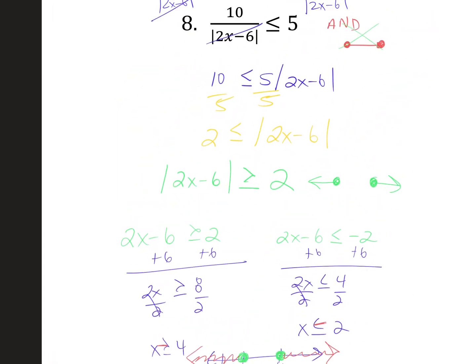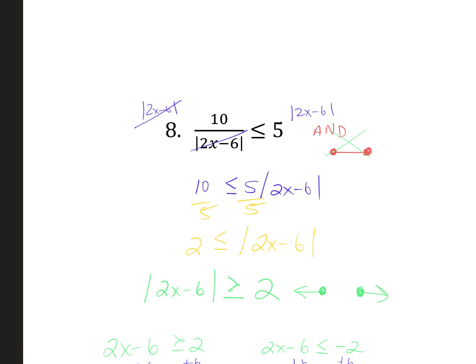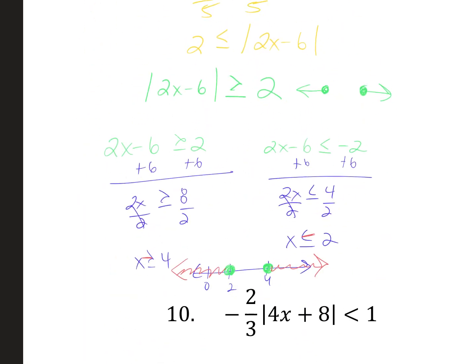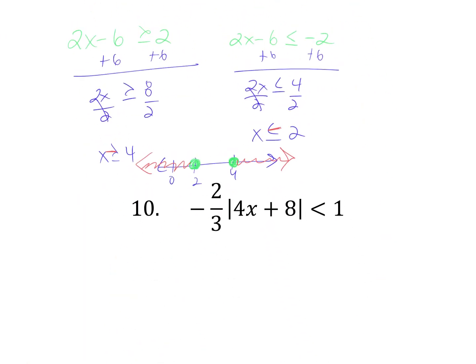If I plug 0 in way back up here, I have 10 over the absolute value of negative 6 less than or equal to 5. Is 10 over 6 less than or equal to 5? How many times can 6 go into 10? 1 time, so it's definitely less than. So yes, this is correct. So sometimes if you don't catch, like, oh, I flipped here, you should be able to catch it at the end.